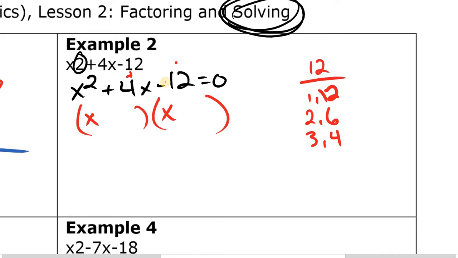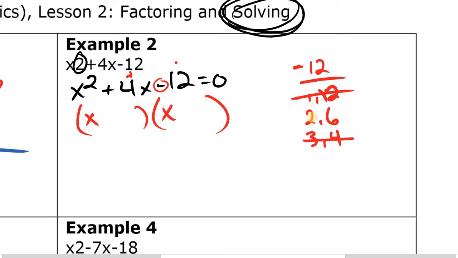And we note, since the 12 is negative, we know one of the two numbers is going to be negative. We don't know which, but we know they can't both be negative. Otherwise, a negative times a negative would give us a positive. So as we're looking to see which one's going to give us a positive 4, we want to see what the difference is between them, because one's positive, one's negative. It'll be like they're subtracting. The difference between 1 and 12 is 11. That's not what we want. 2 and 6 does have a difference of 4, so that works out. 3 and 4 only has a difference of 1.